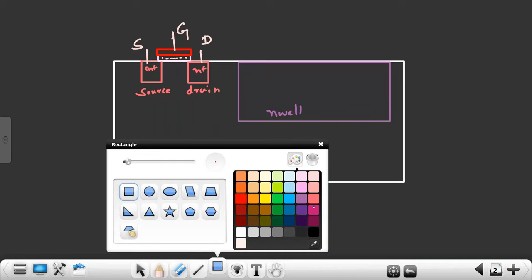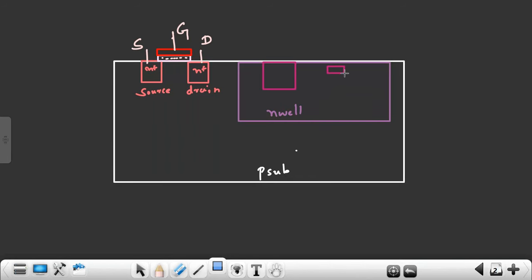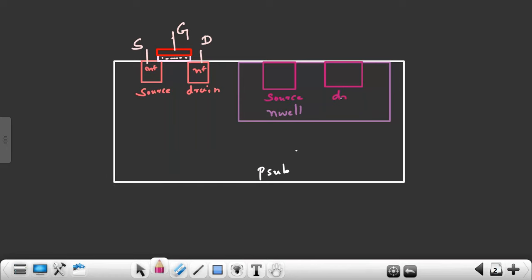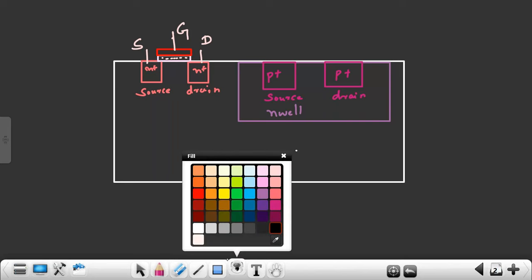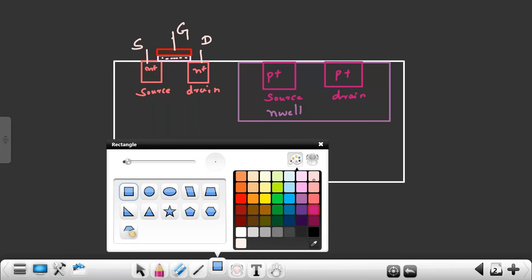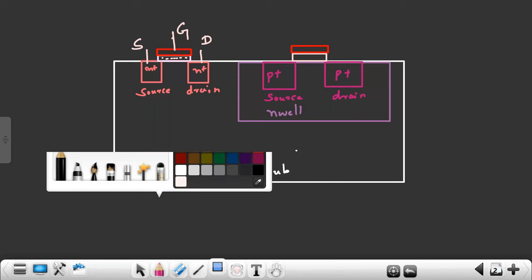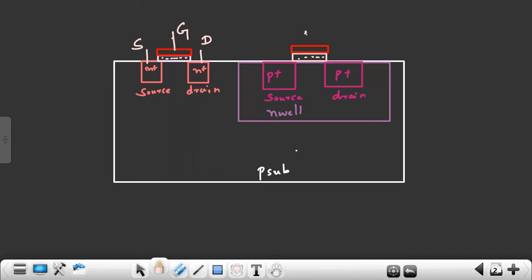Then what is your PMOS? This is the PMOS. Your source, drain, this is the source, drain. This is the highly doped P plus region. Again, you have silicon dioxide. On top of that, you have the gate. This is the gate. This is the source. This is the drain.